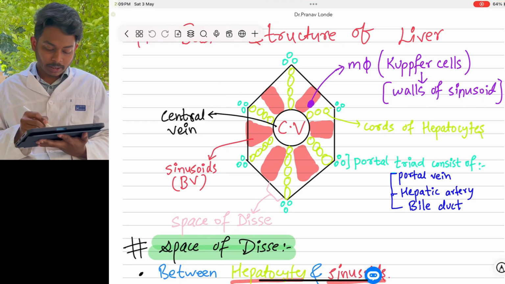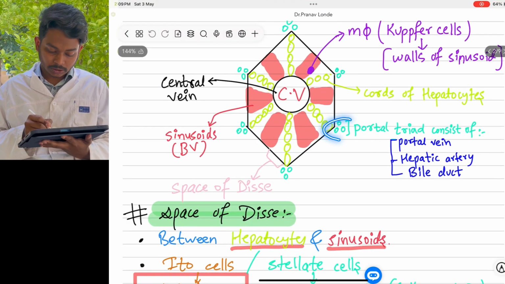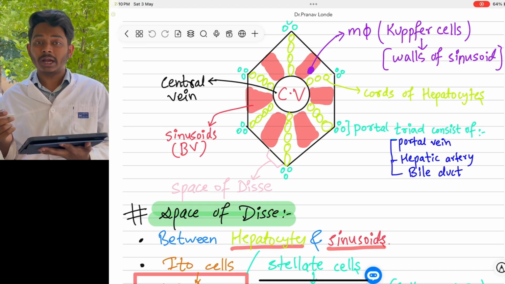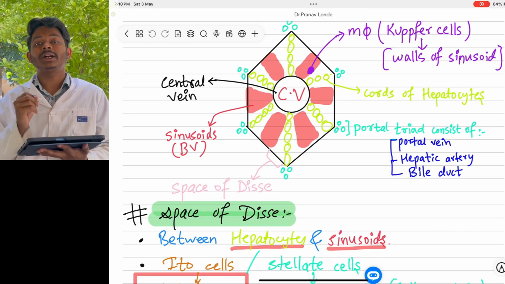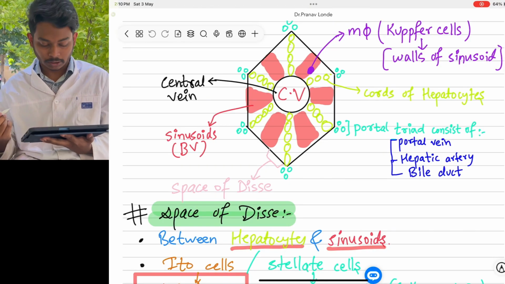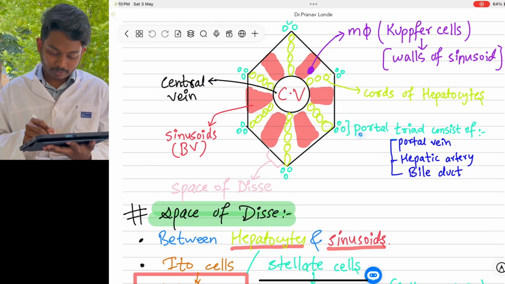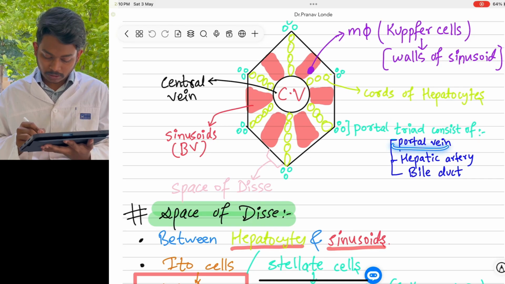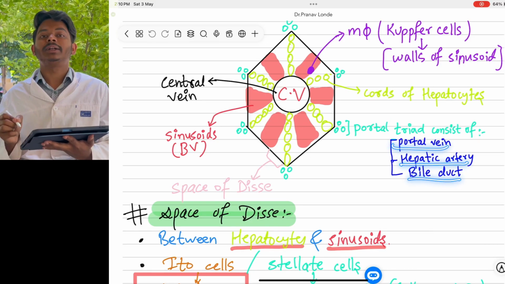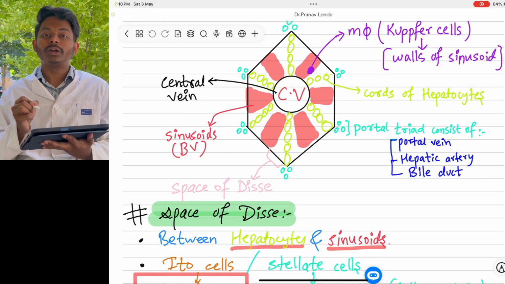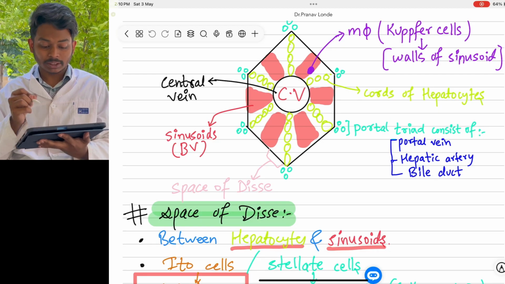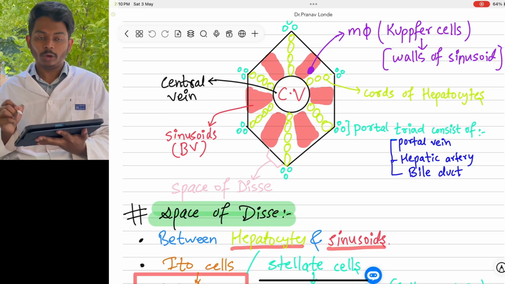Okay, done. Now we have the portal triad. Why is it called portal triad? Portal means whatever things are coming inside the liver, and triad means it consists of three things. What three things do we have? We have the portal vein, the hepatic artery, as well as the bile duct. These are the portal triad, which is present at the edges of the hepatic lobule.